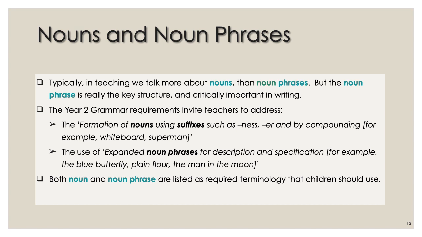But in year two, it also looks at expanded noun phrases for description and for specification. And it gives some examples here of those expanded noun phrases: the blue butterfly, plain flower, and the man in the moon. And in this webinar, we're going to look at the slightly different structures of each of those expanded noun phrases mentioned there in year two. And in year two, both noun and noun phrase are listed as required terminology that children should use.